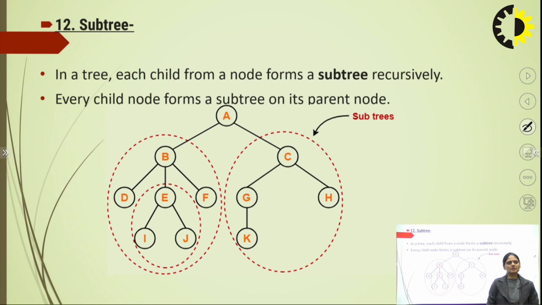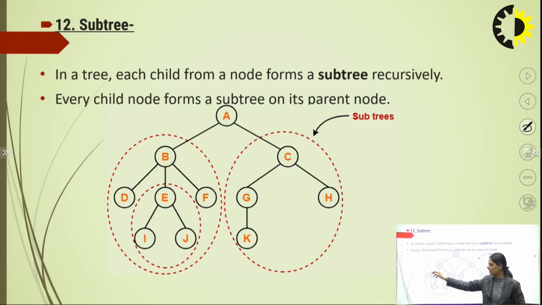Next is the concept of subtree. As we see, there is a tree and a subtree. A subtree is a part of a tree only. So in a tree, each child from a node forms a subtree recursively. Every child node forms a subtree of its parent node. Over here we can see A is the root node, and A has 2 children.